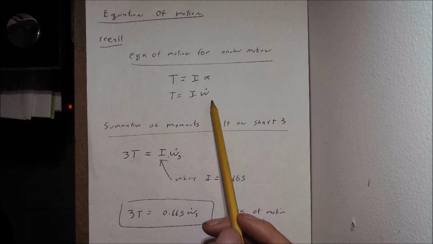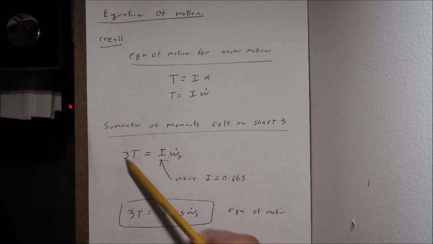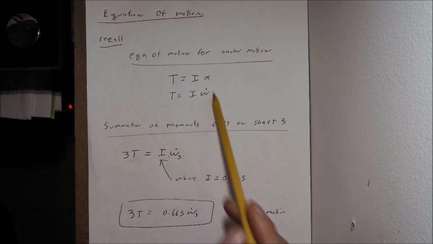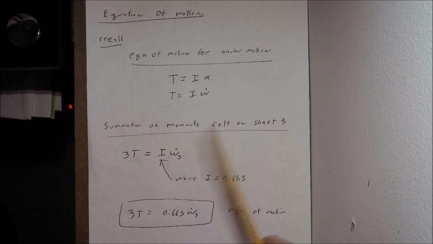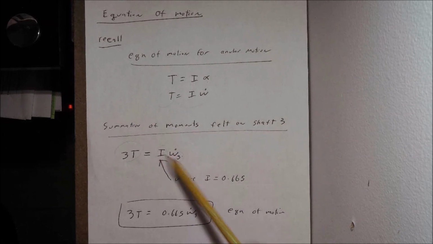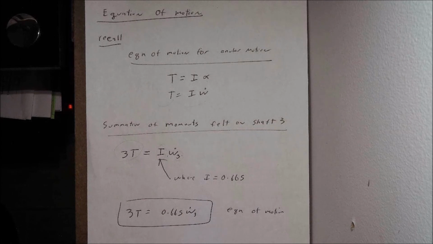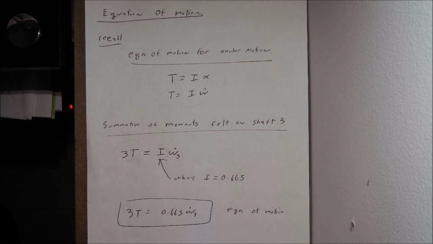So then we can start plugging in for this. So we know for our torque over here, we found for shaft 3 that our torque is going to be 3T. This is equal to the right side of the equation, I times omega dot, where we're dealing with omega 3 here. We can plug that in. And now our I we just solved for on the previous page here, our I is equal to 0.665 for shaft 3 there. Plug that all in, what we end up with is 3T is equal to 0.665 omega 3 dot as our equation of motion. That's exactly what they asked us to do, solve for it in terms of omega 3.